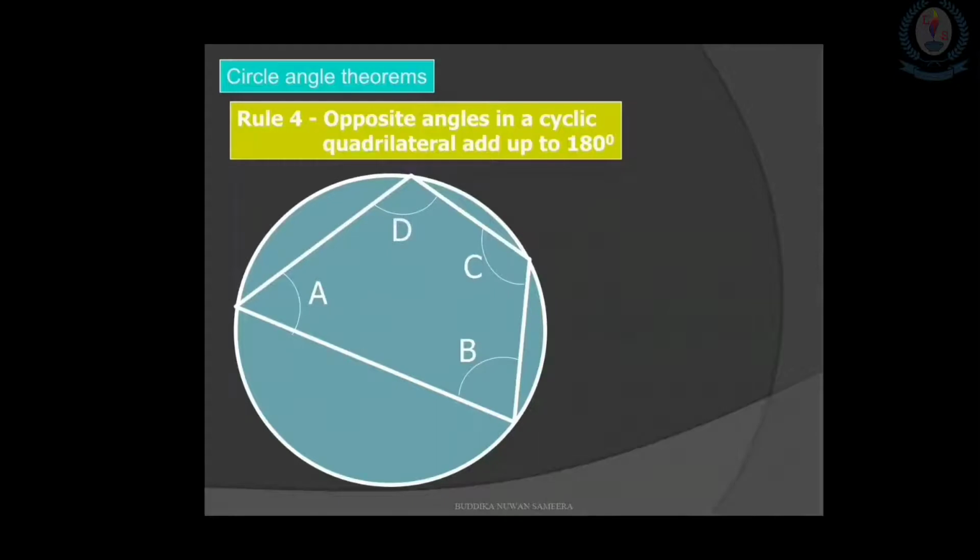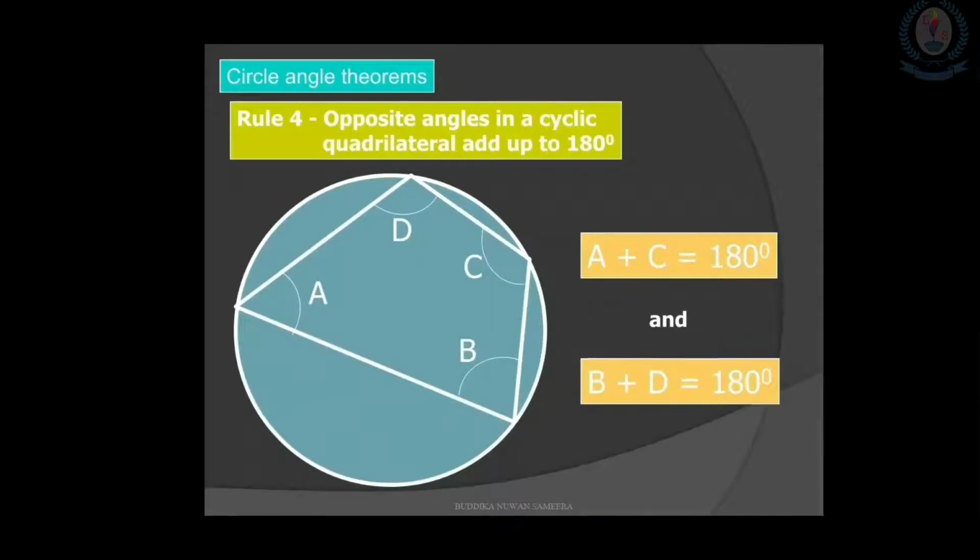You can see here the angles A and C are opposite angles of this cyclic quadrilateral. So A plus C should be 180 degrees. At the same time, you can see angles D and B are opposite angles of this cyclic quadrilateral. So D plus B also should be equal to 180.